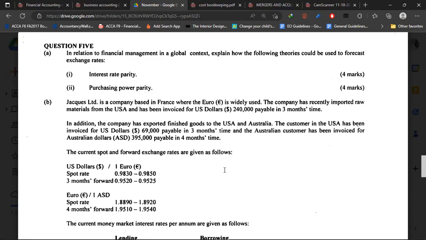But the customer in the USA has been invoiced for US dollar 69,000 payable in 3 months' time. There is a matching principle up to that point. Why? Because you can see the contract that you have engaged with the USA, where I'm supposed to be making a payment and also receiving a receipt, happens within a 3 months period of time. So how is this happening? Remember, umedaiwa 240 na customer in USA. Na kuna customer mwingine anakulipa 69,000 US dollar from USA.